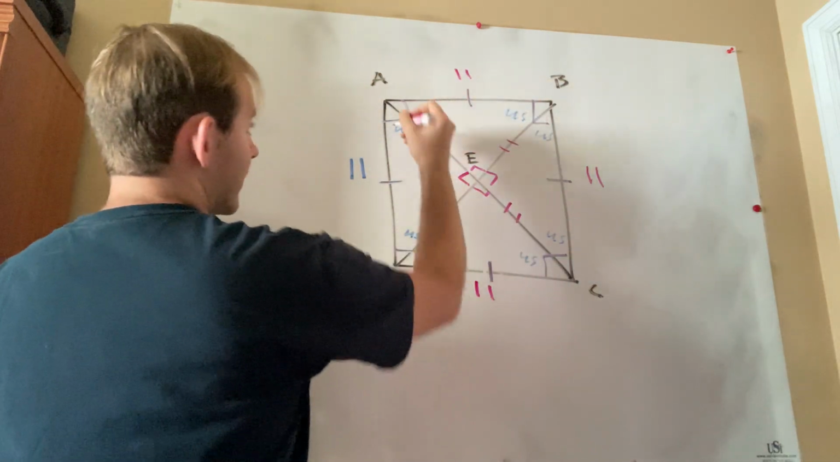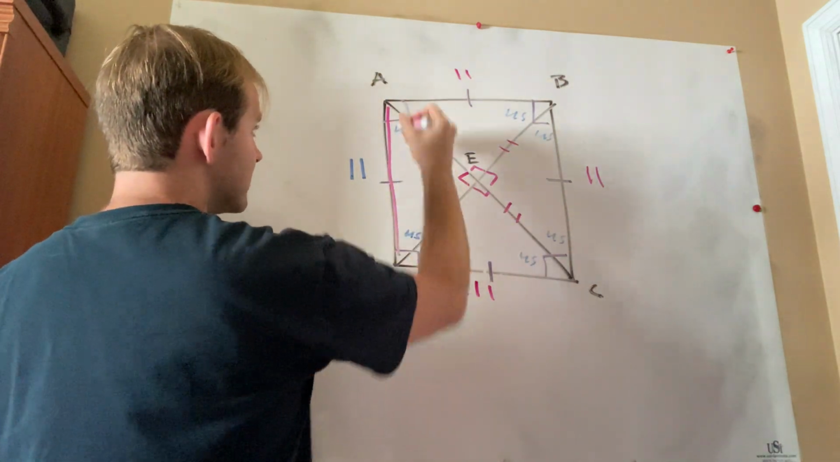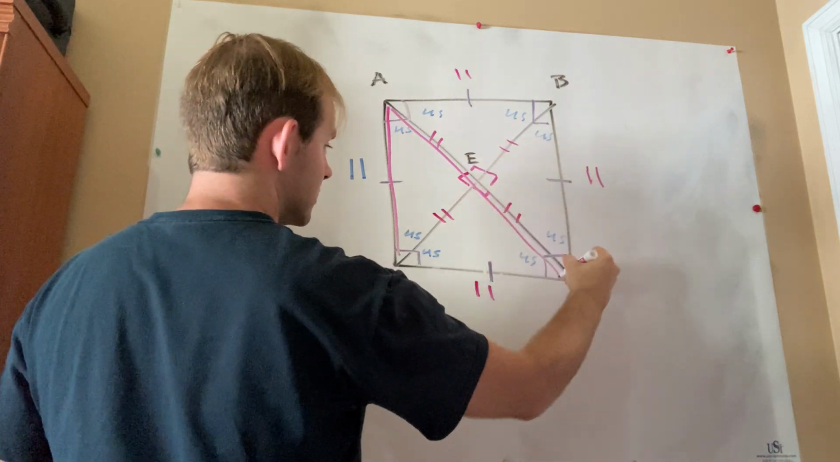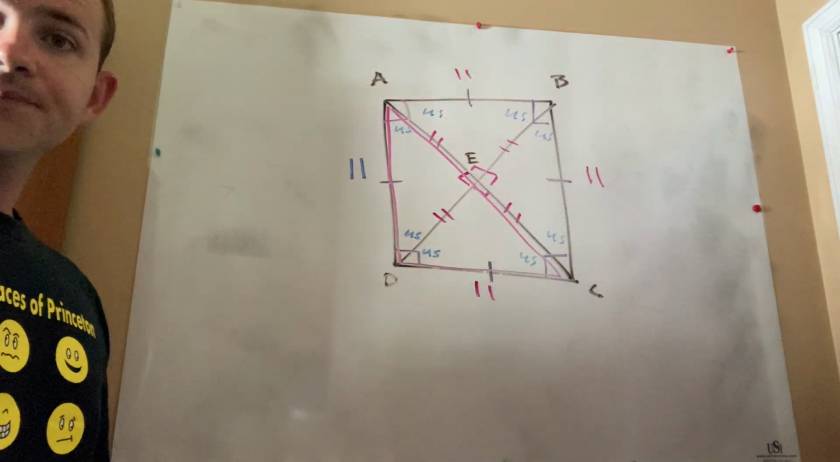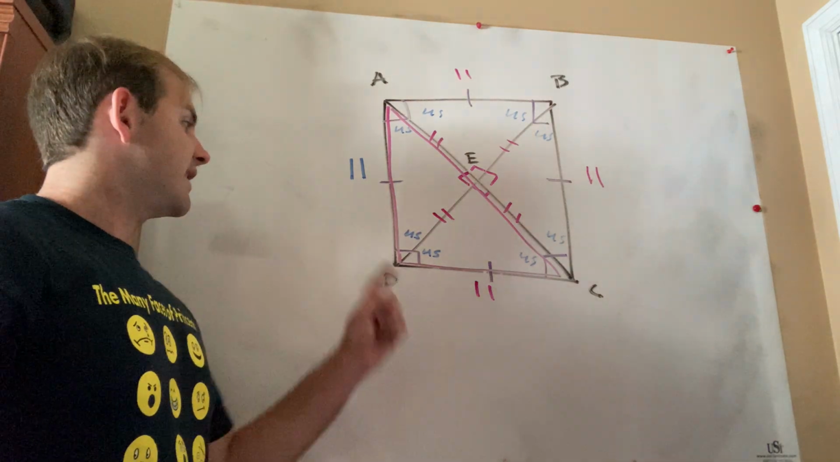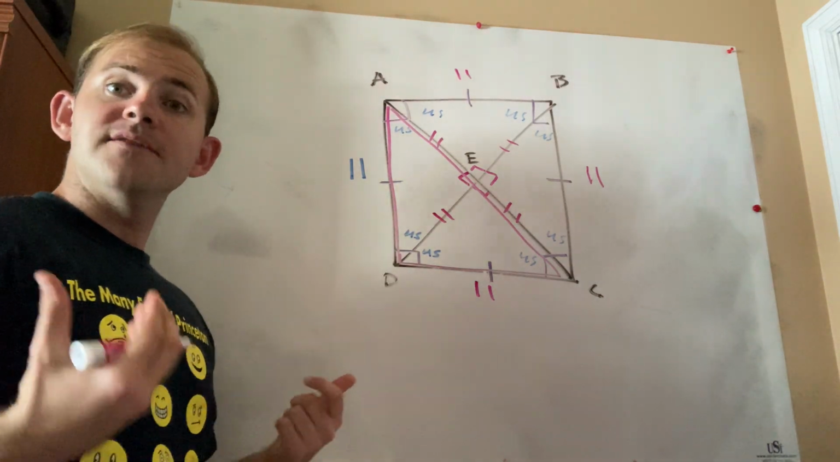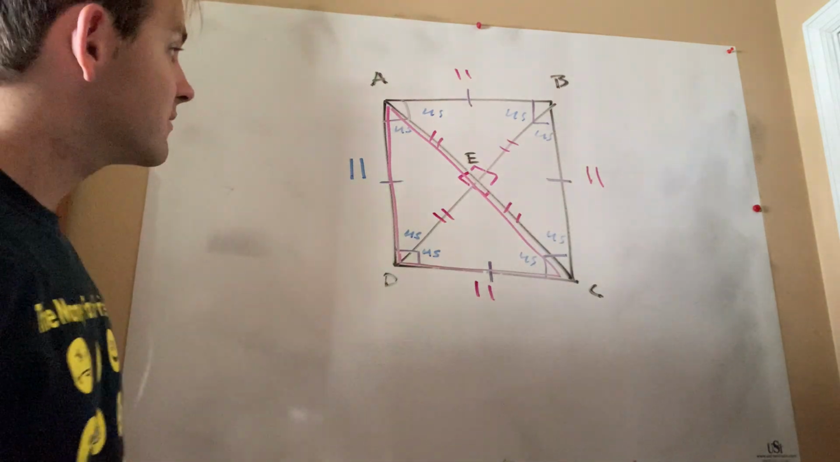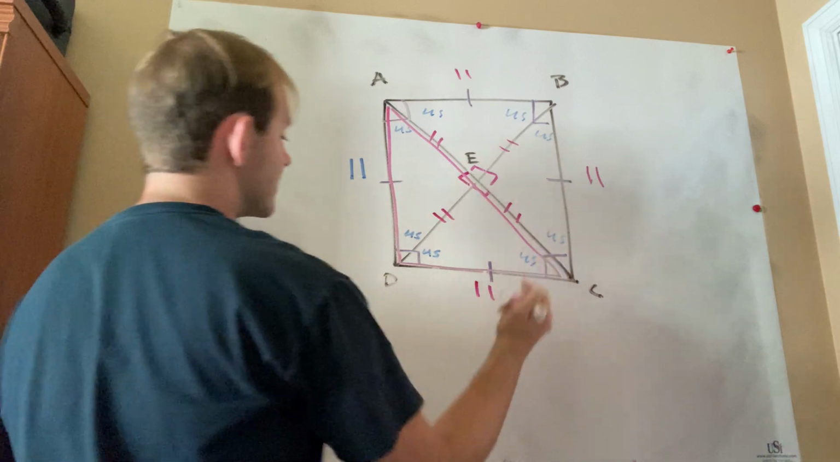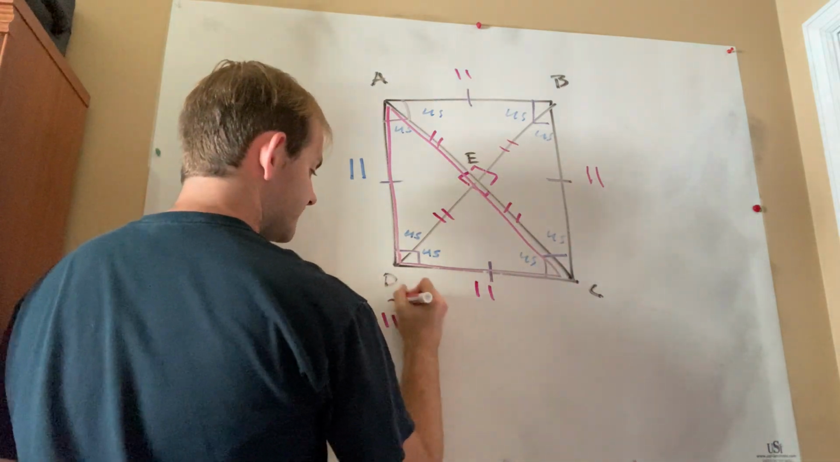Do you guys see, and I'm going to do this in pink, does everybody see a huge pink triangle right there? Notice that I have two sides of it. I've got 11 and I've got 11, right? I have two legs. So what I can do is I can use the Pythagorean theorem in order to be able to find the hypotenuse.